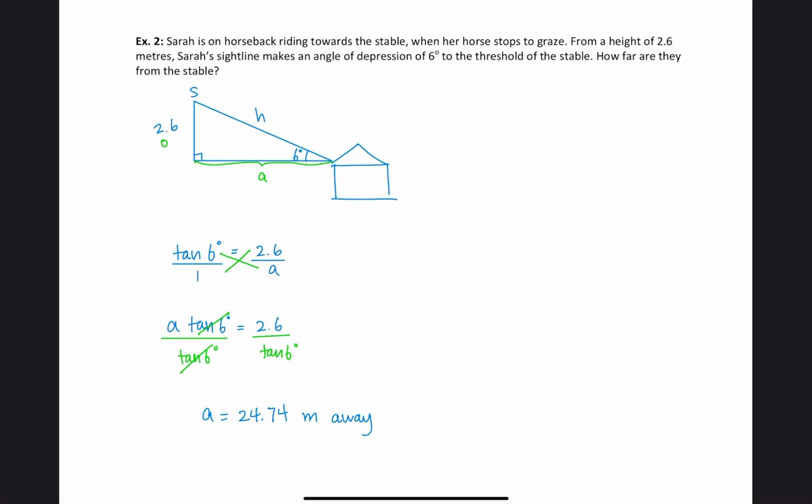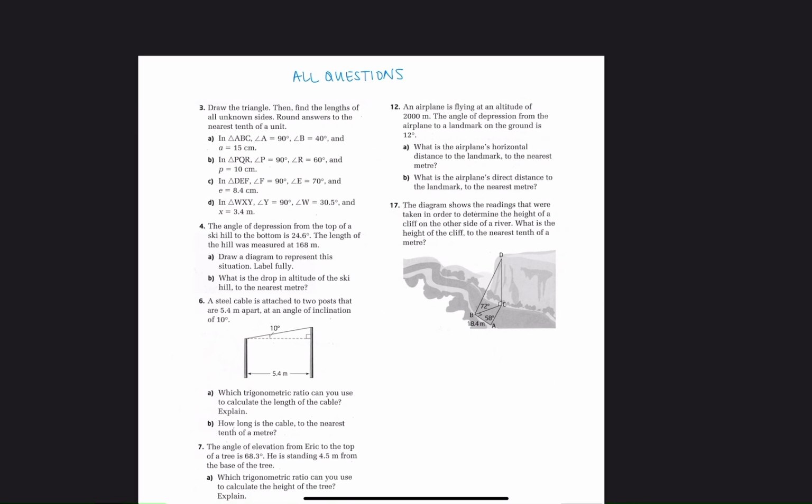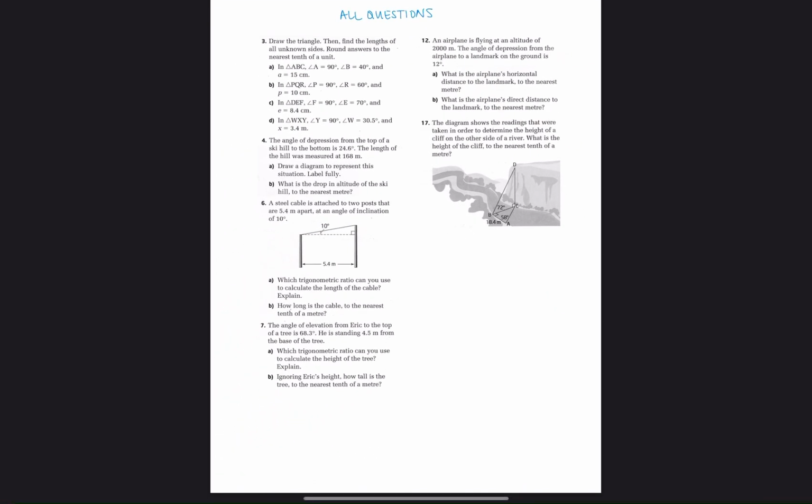All right, let's do some practice. So on this next page, you're going to do all of the questions. You're going to have to draw some triangles and find the lengths of the sides, practice with angles of depression and elevation. And once you're done, make sure that you check your answers.